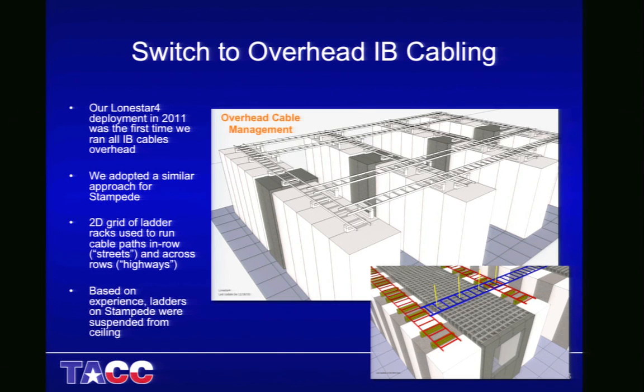This worked really good, although we needed a new cable management design, which I'll show you in a second. But based on this experience, one thing we did differently on Stampede, and this is a rendering of Stampede, is that we mounted our highways from the ceiling. The streets still mount to the top of the racks. The reason for that is you never have to get into a situation where you're running cables up these rungs, and it made it a little bit easier on us.